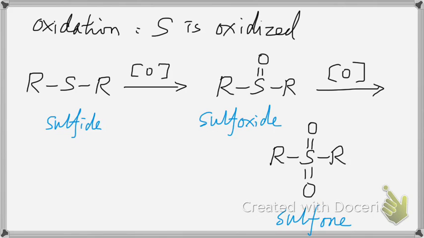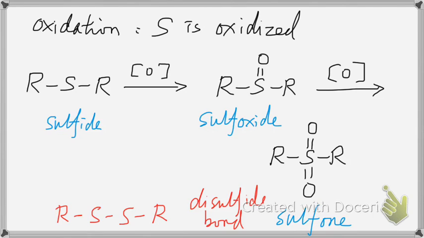And we've also mentioned the disulfide bond before, right? So when two thiols react with each other to form a disulfide bond, that's also an oxidation reaction. And when the disulfide bond breaks to give two thiols back, that will be a reduction reaction.